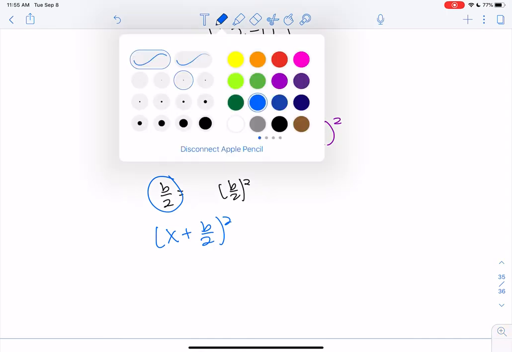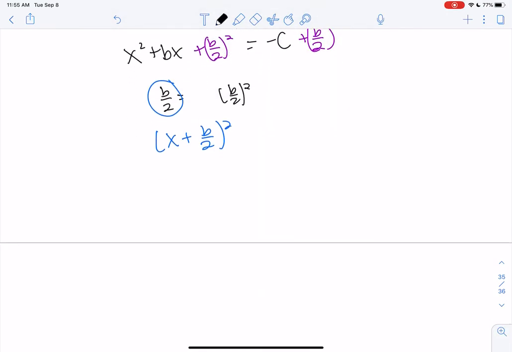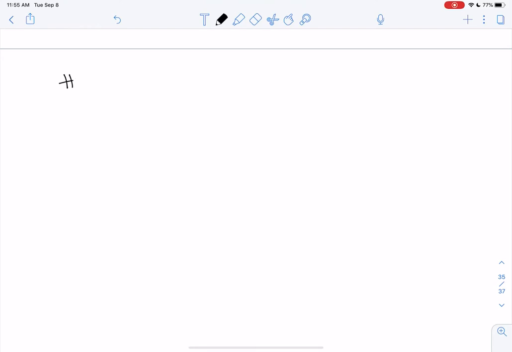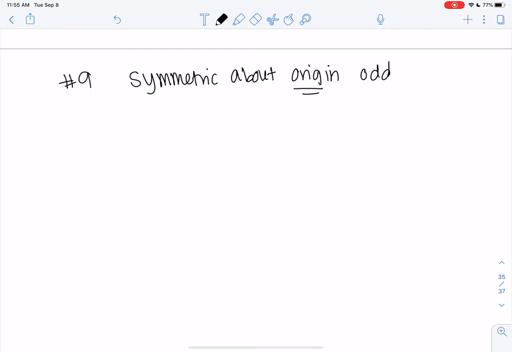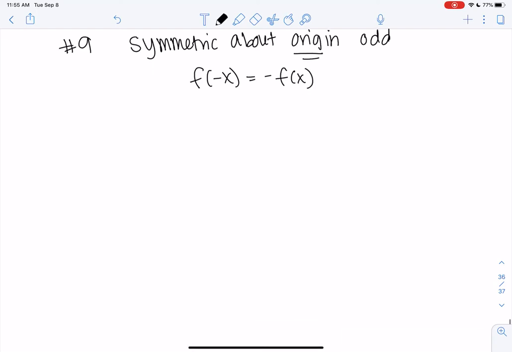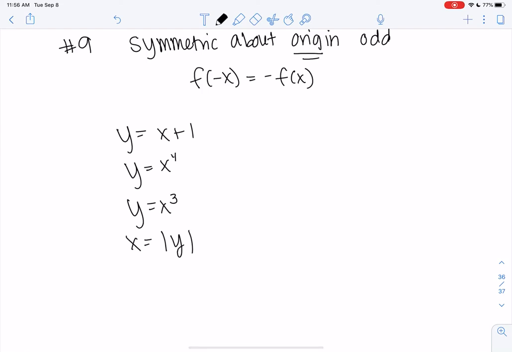So hopefully that helps. I think the other question was number 9, which is not about circles. So hopefully this is the right one. But if we want to do symmetry about the origin, it means we have an odd function, meaning f of negative x equals negative f of x. And essentially we have 3 options, or 4 options. So we'll just plug in and check. So multiple choice, I'll just kind of check which one works.